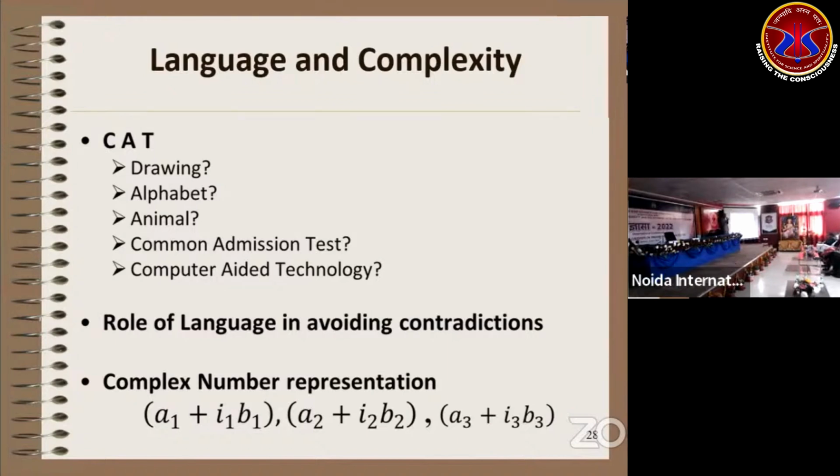And what about a student who's in kindergarten? He will start reading it, C, A, and T, but he cannot join those three letters and say it is a cat. Going further, a person can say it is a cat. But if you ask a student who's preparing for his entrance exam, he will say it is Common Admission Test. Or a person in the computer field will say it is Computer Aided Technology. So the experience is the same. All of the people who came to these conclusions are only seeing C, A, and T.